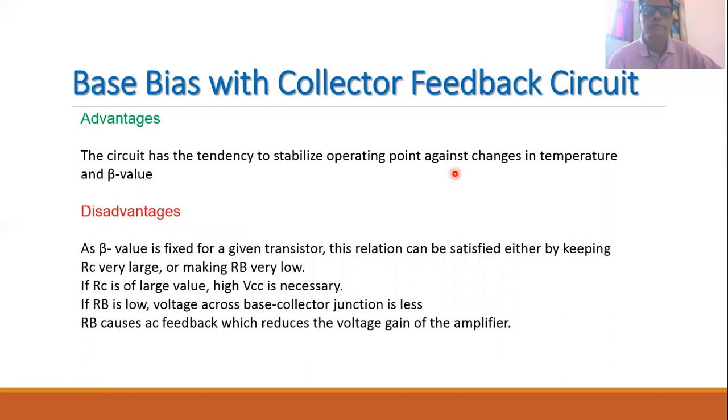But this circuit has certain disadvantages also. In order for this circuit to work properly, we need to keep this RC very large, or we need to keep RB very low. If you keep RC very large, then you require a high value of battery, that is VCC. If you keep RB very low, then the voltage across the base and collector junction will be very low. So this reverse voltage will be very low. And also, since RB is used between the collector and base terminal, it is causing a negative feedback. And because of this negative feedback, the gain of the amplifier will get reduced when such a biasing circuit is used in an amplifier.